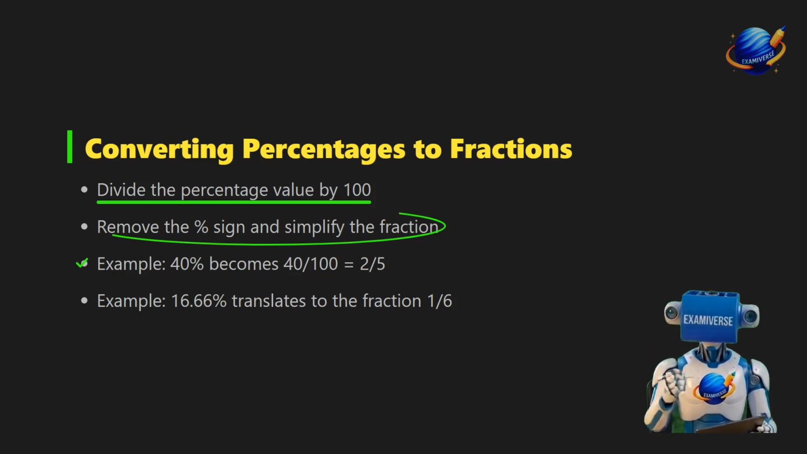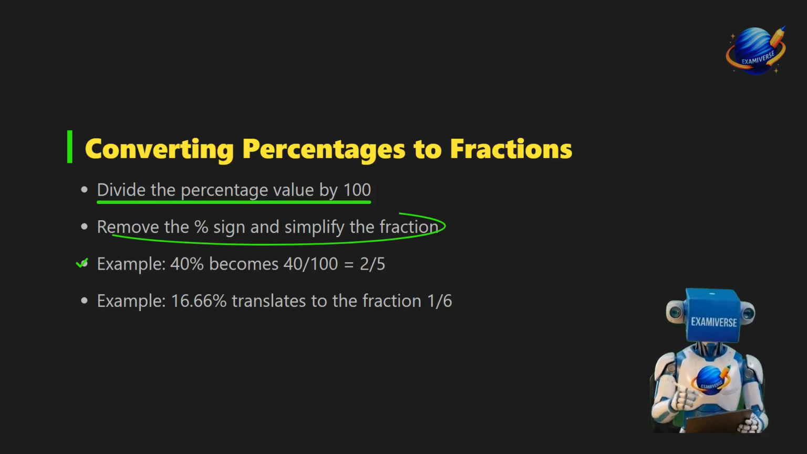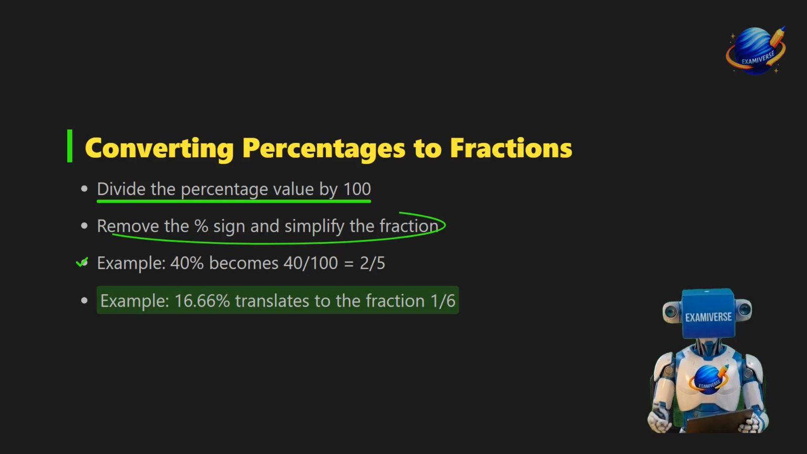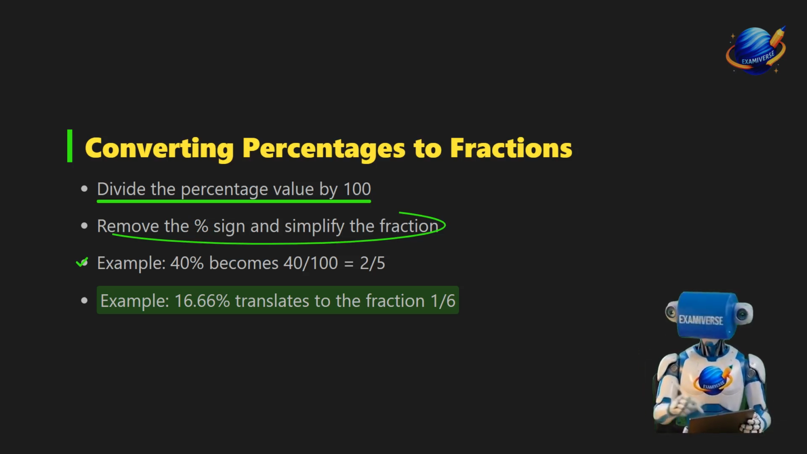And this is where it gets really interesting. What about those tricky, non-terminating decimal percentages? For example, if you see 16.66% in a question, you should instantly know that it translates directly to the fraction 1/6. You absolutely do not want to be dividing 16.66 by 100 manually in the exam hall. That is a classic trap set by the examiner to waste your precious time.